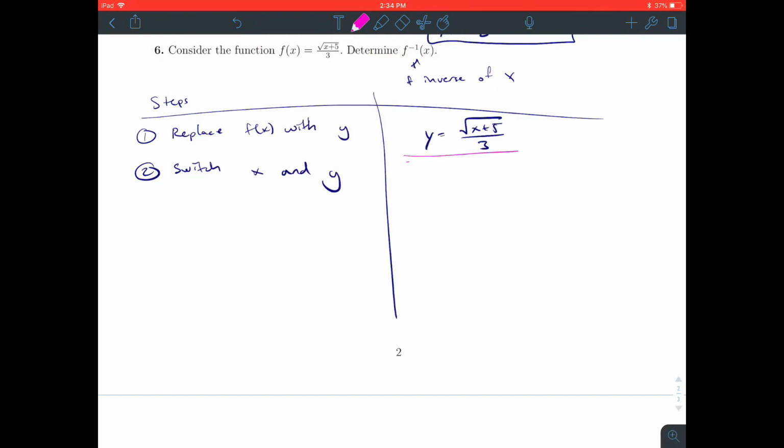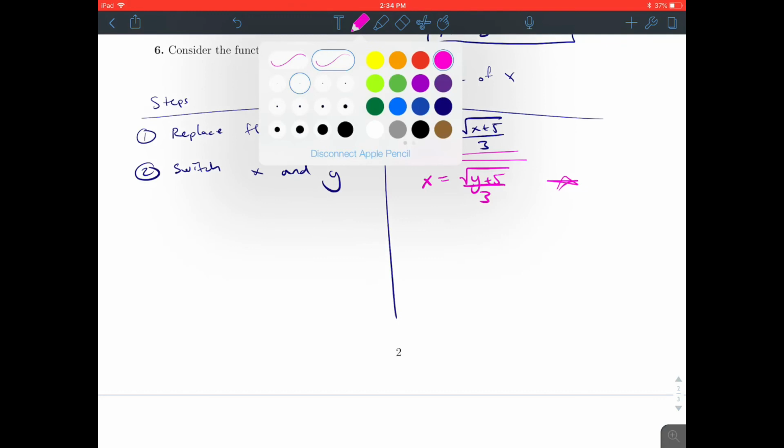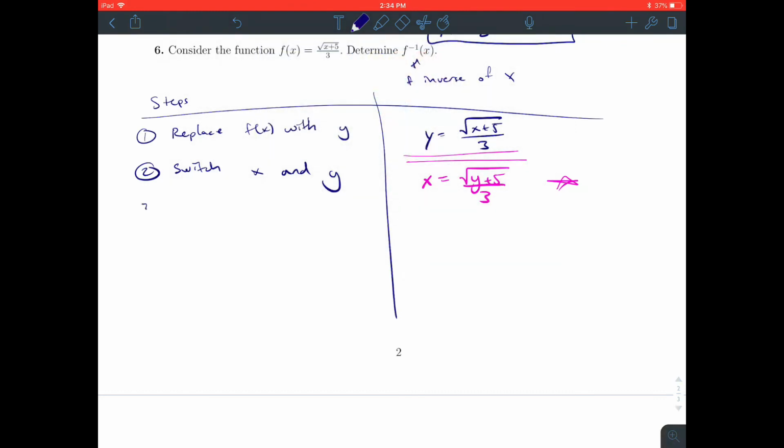So now when we switch x and y, I'm going to switch to pink because now this has become a different function. It's now the inverse. So we get x equals the square root of y plus 5 over 3. This inverse function that we just wrote looks a little strange because we haven't isolated the y. So the next step is going to be to isolate y.